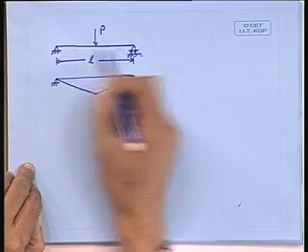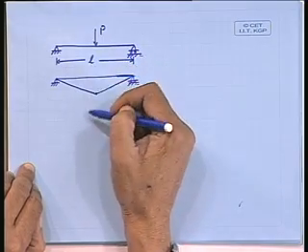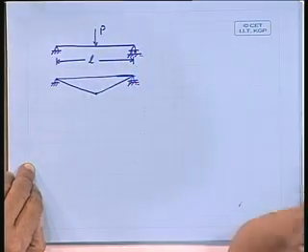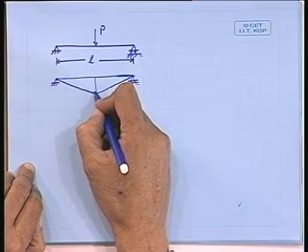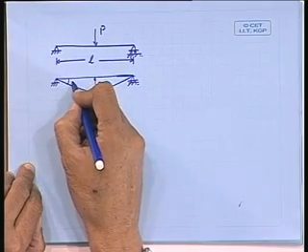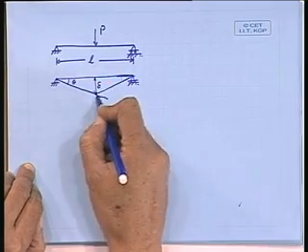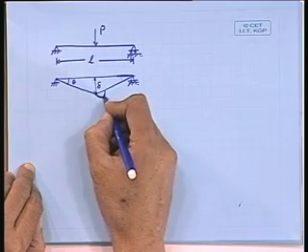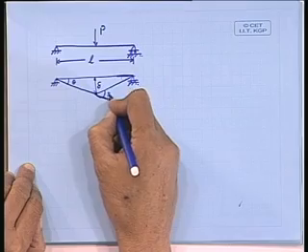This is already a pin support, and under the load, as soon as the hinge is formed, it will simply collapse. So, let us say that under the load this displacement is delta and this angle is theta. This is also theta from the isosceles triangle, and this will become 2 theta here.